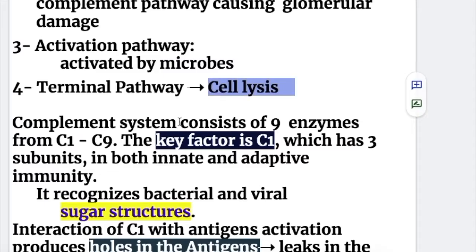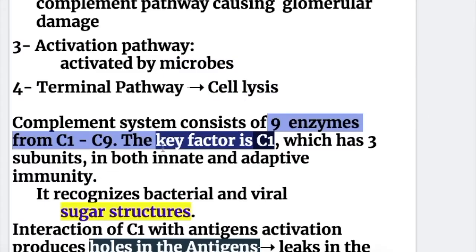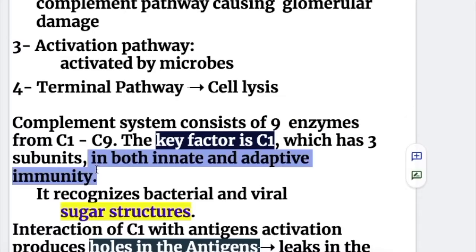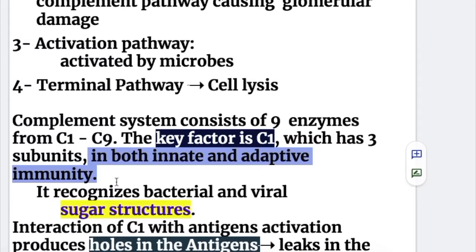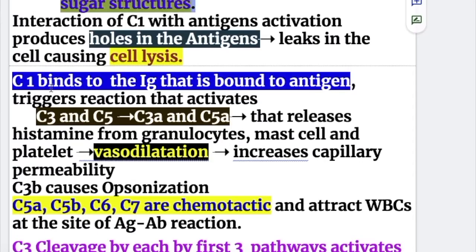So the complement system consists of 9 enzymes from C1 to C9, and the key factor is C1, which has 3 subunits, C1q, C1r, C1s, in both innate and adaptive immunity. So what's the function of C1? C1 recognizes bacterial and viral sugar structures which are different from a cell. Interaction of C1 with antigen activation produces holes in the antigen that lead to leaks in the cell, causing cell lysis. C1 binds to the immunoglobulin that is bound to antigen.